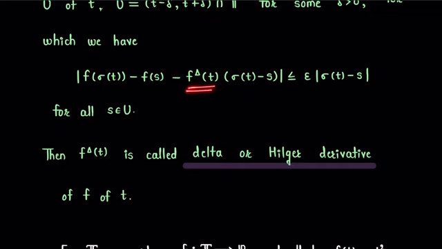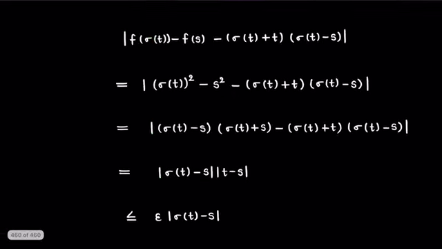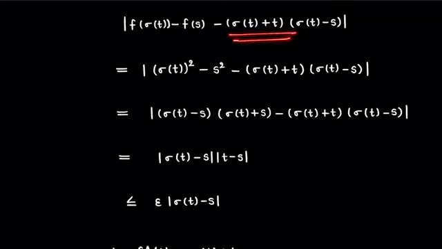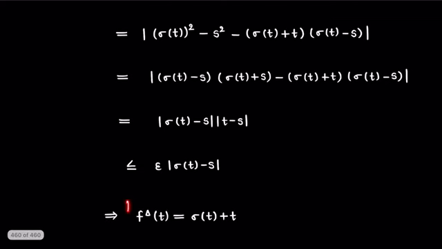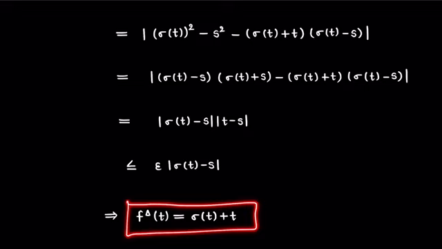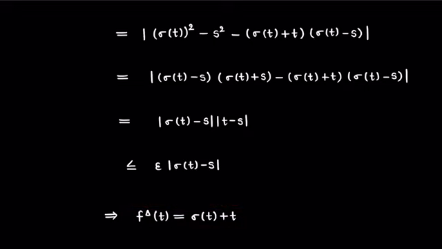So, we have satisfied this condition for f^Δ(t) to be the delta derivative of function f. So, we have f^Δ(t) equal to this σ(t) + t, and therefore the delta derivative of the given function f, that is f(t) = t², will be σ(t) + t for all points t belonging to the set T^κ, and this completes our solution.